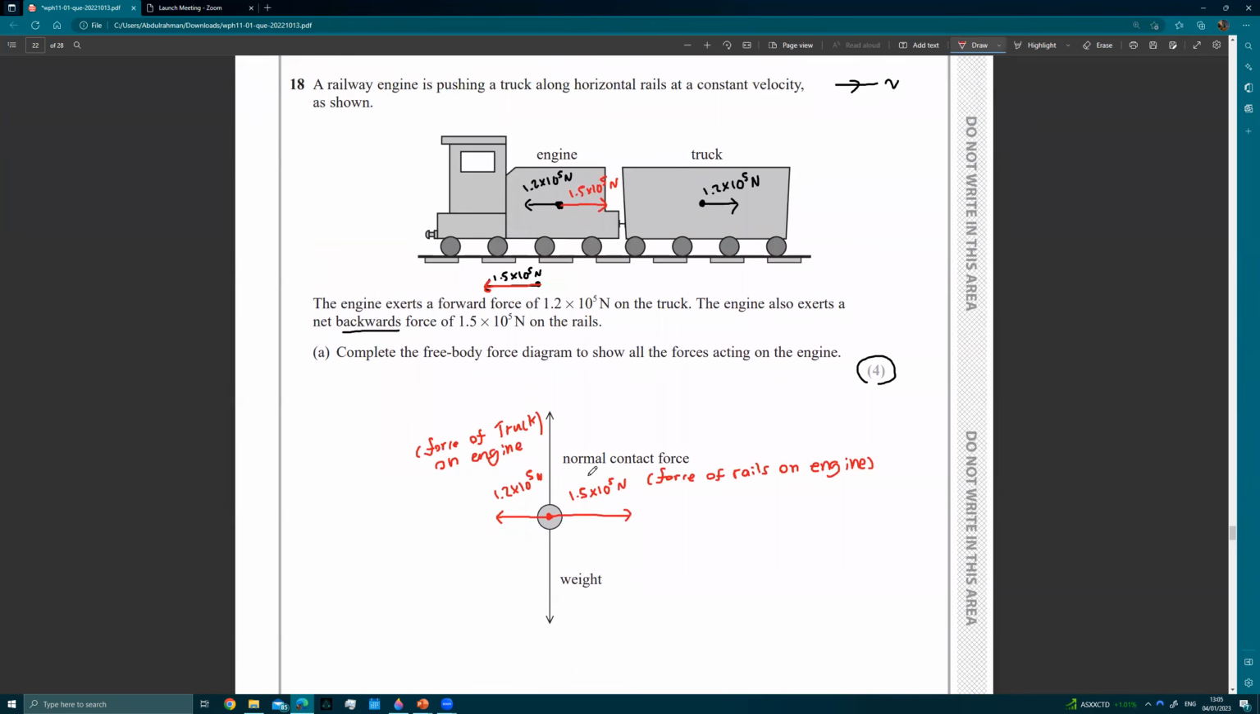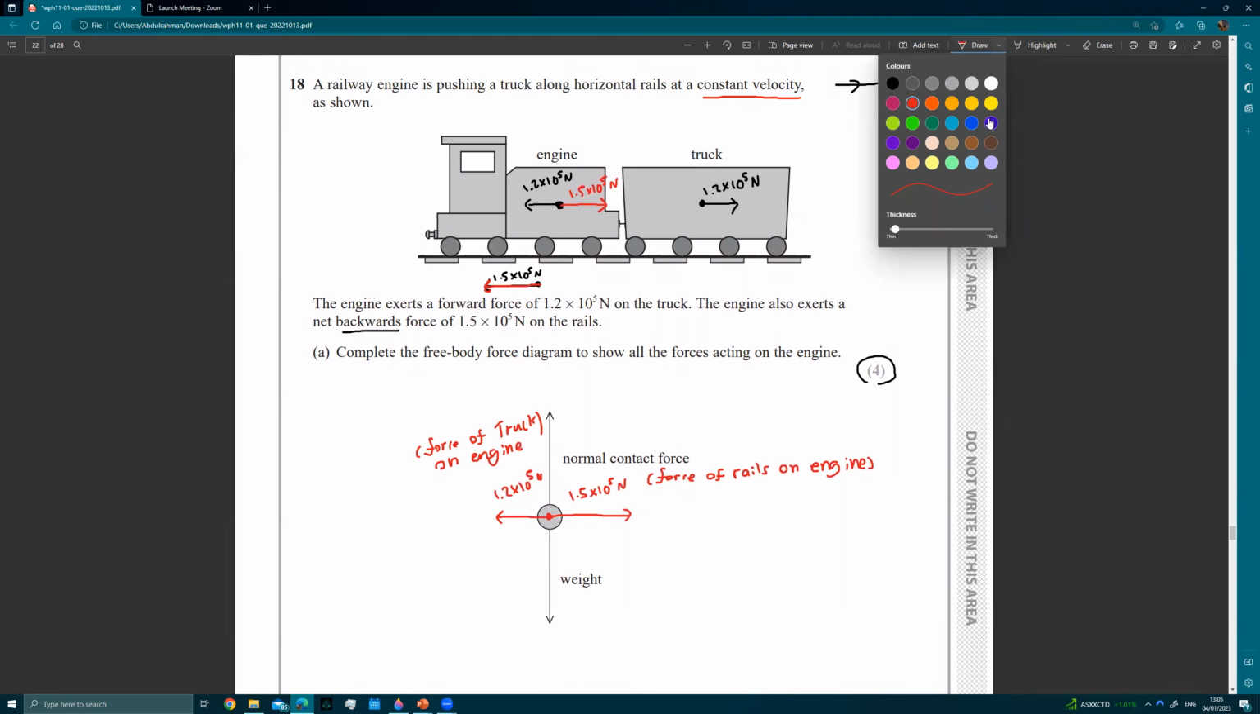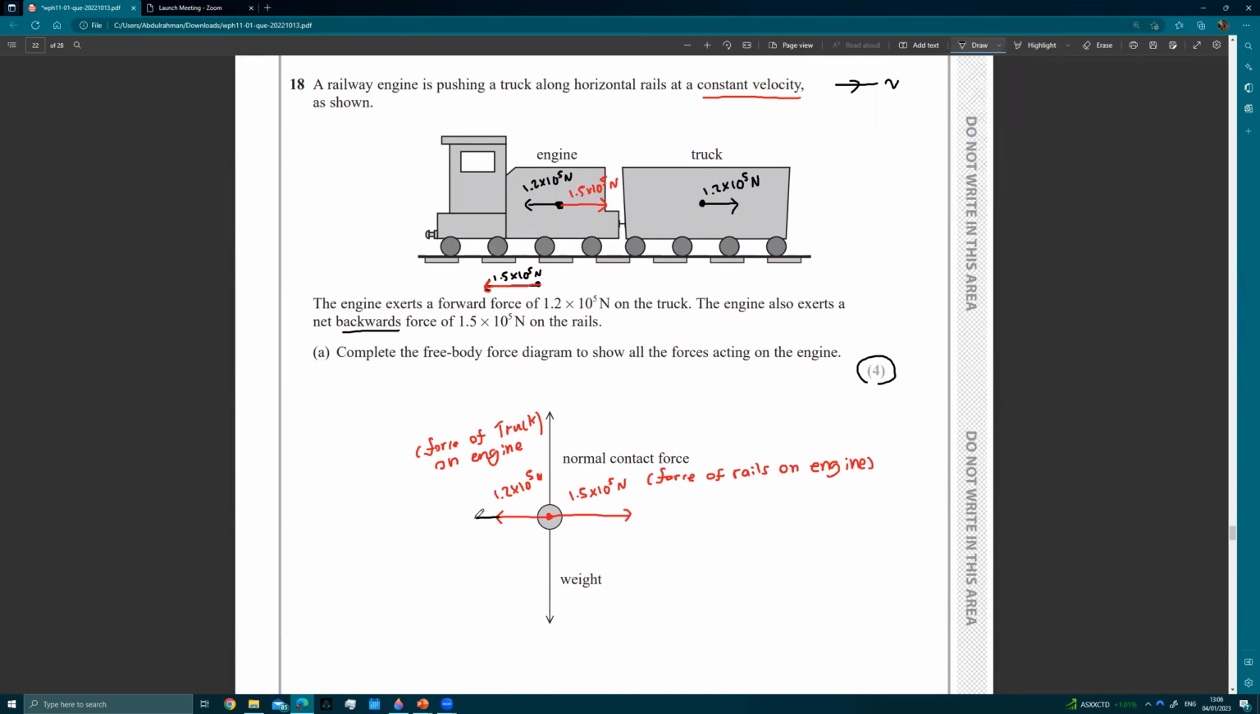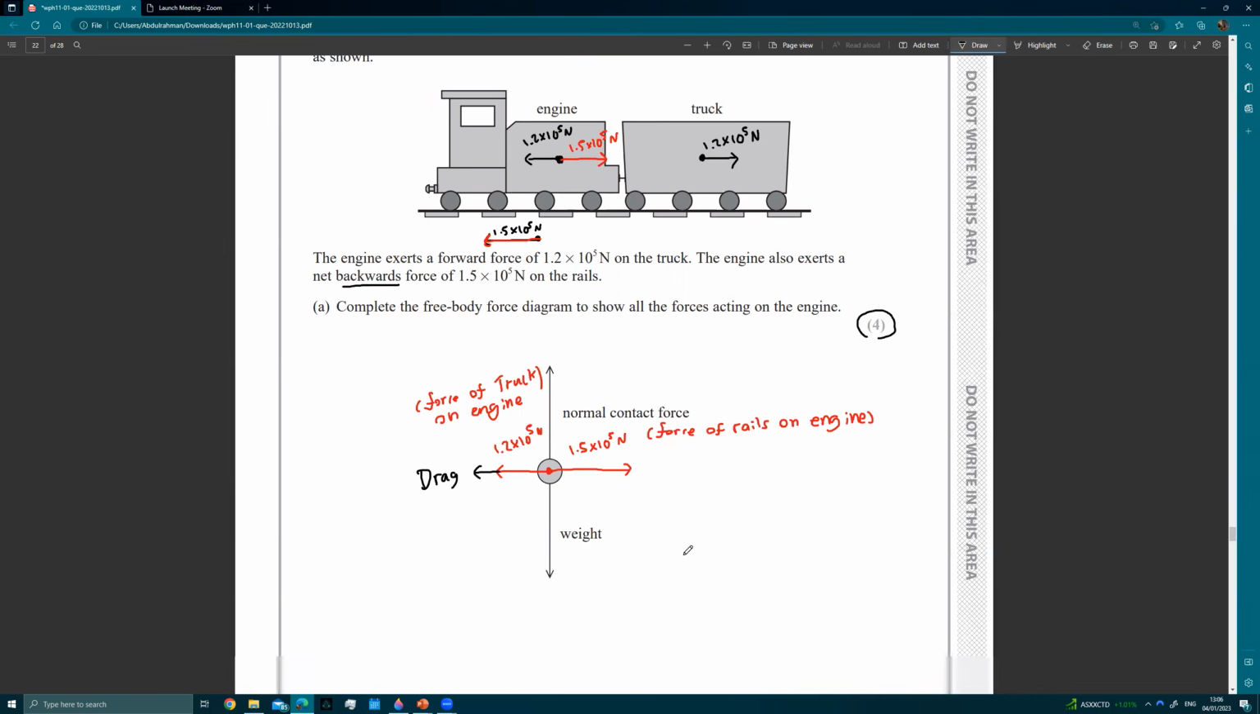Okay, well, it does say that it's moving at constant velocity, right? Meaning the forces are balanced. So there has to be one more force to balance these two forces. And that's obviously going to be friction, or air resistance, or drag. Let's just call it drag. So you also have a drag force here. So that is your free body diagram. So yeah, you have to think about Newton's third law. Every time something exerts a force on something, that something else has to exert the same force back.